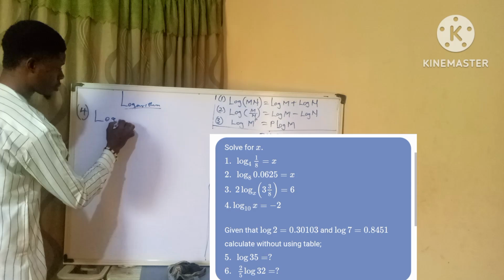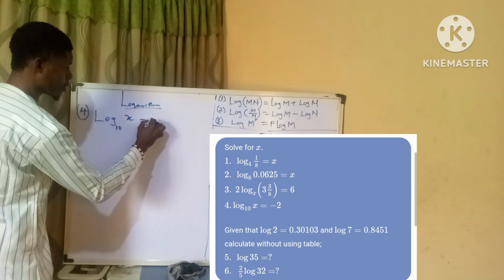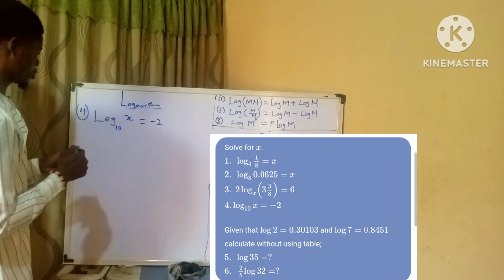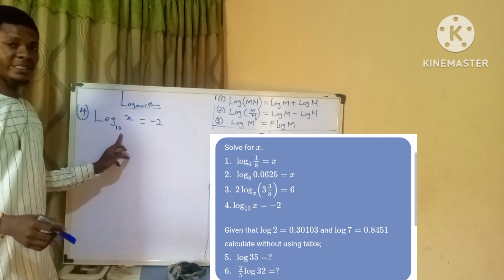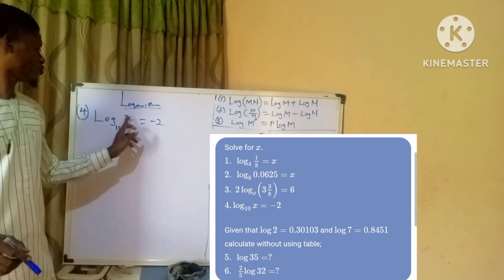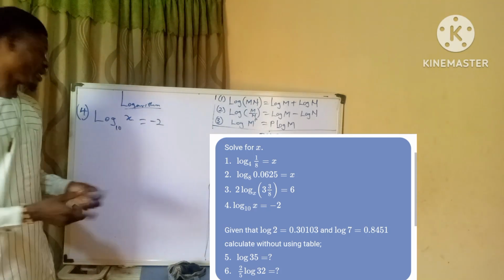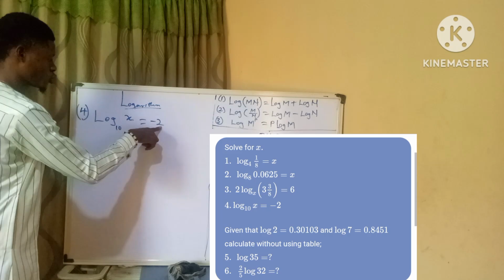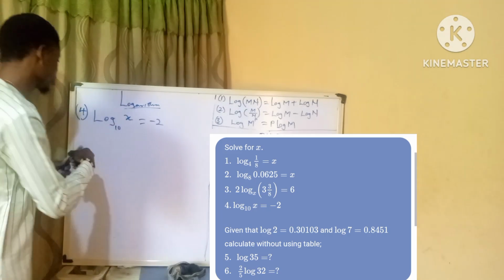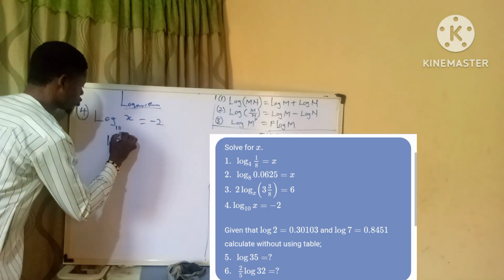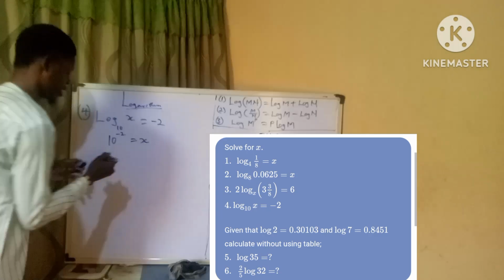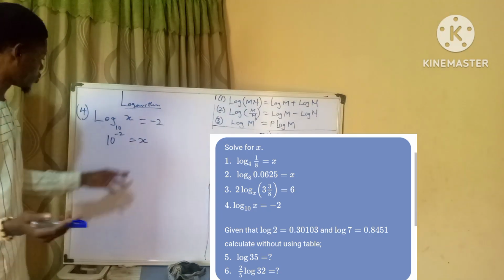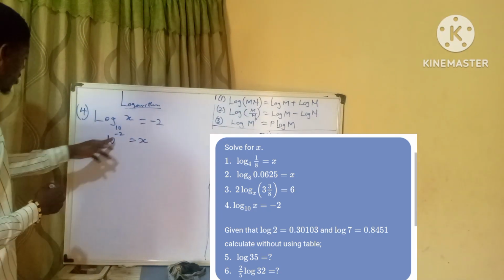Log x base 10 equals minus 2, and we have to find x. Let's interpret it. 10 raised to power minus 2 will give you this, isn't it? 10 raised to power minus 2 is supposed to give you x. Now, let's do this. 10 raised to power minus 2.